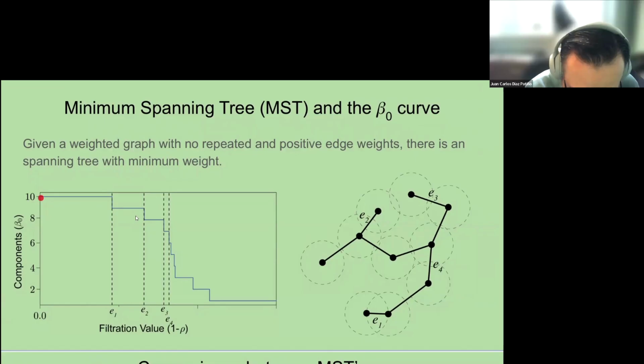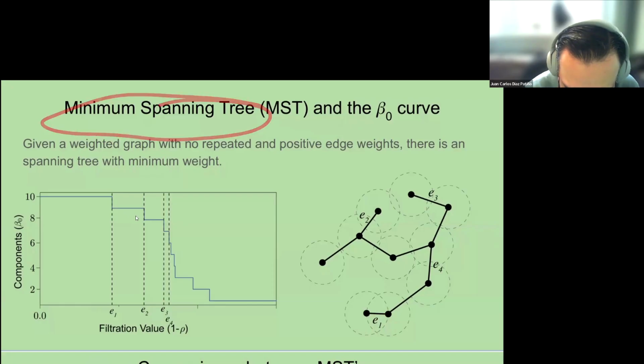At the beginning, you have 10 nodes, and in the first step of this function, you are connecting these two nodes, and this filtration value corresponds to the weight of this edge. So essentially, you are executing one of the algorithms used to compute the minimum spanning tree. That is the tree that connects all the nodes in the network with the lowest weight.